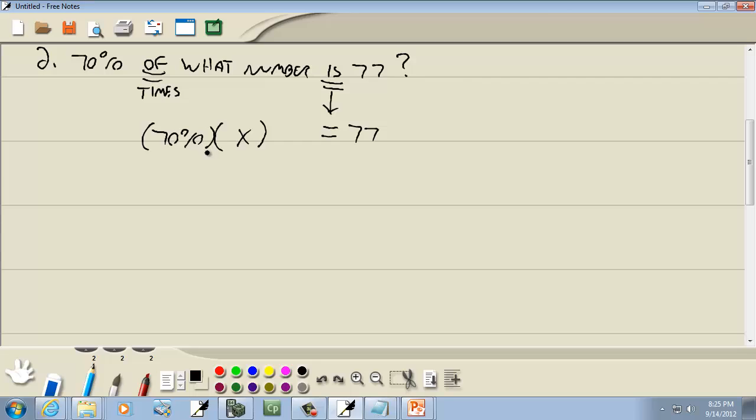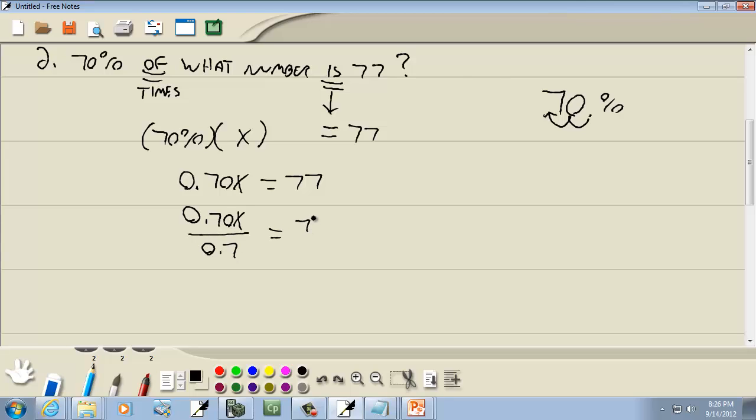Now again, we want to change that to decimal form, so 70% would be here. This is where my decimal would be if there was one. So I move it 2 places to the left. So this becomes 0.70x, or 0.7. Remember, if you got zeros at the end on a decimal, you can drop them. And we'll divide both sides by 0.7 to get the x by itself. And those are going to cancel. And I think it's 110.